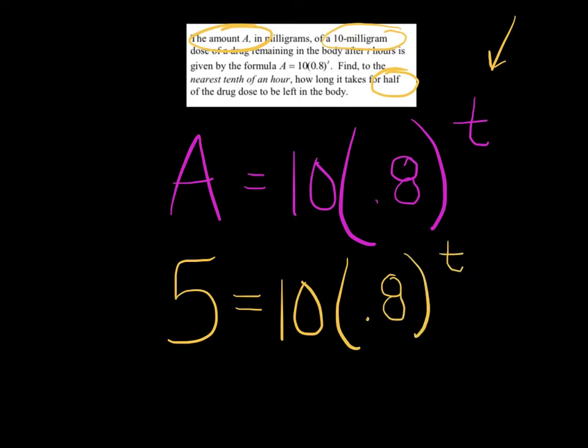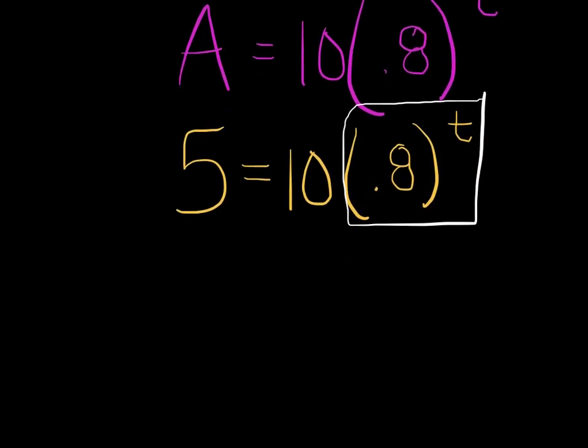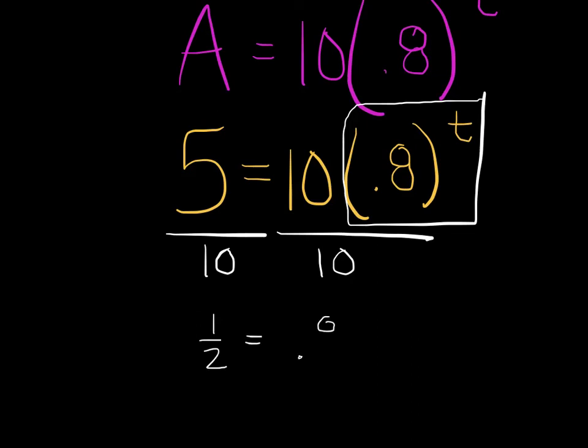Now again, if you can follow those few simple steps, these are very simple to solve. Just be clear that this t is attached only to the 0.8. You cannot, and I repeat, you cannot multiply those two things. That's illegal. This is attached to the t only. So your first move, hopefully you're doing it by now, is to divide both sides by 10. So I've got 1/2 equals 0.8 to the t.